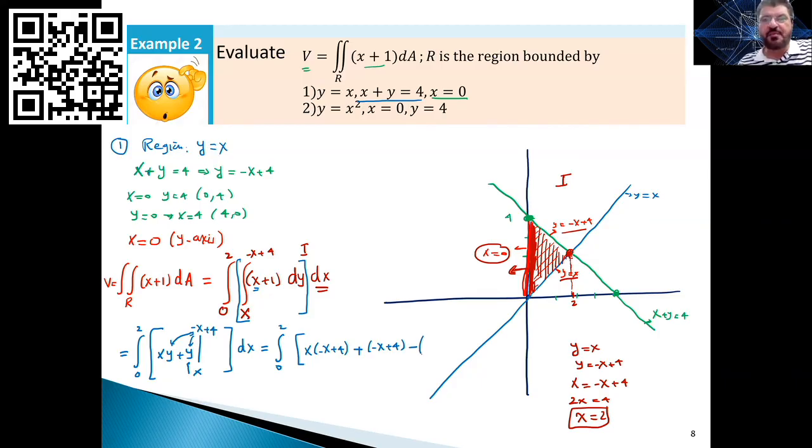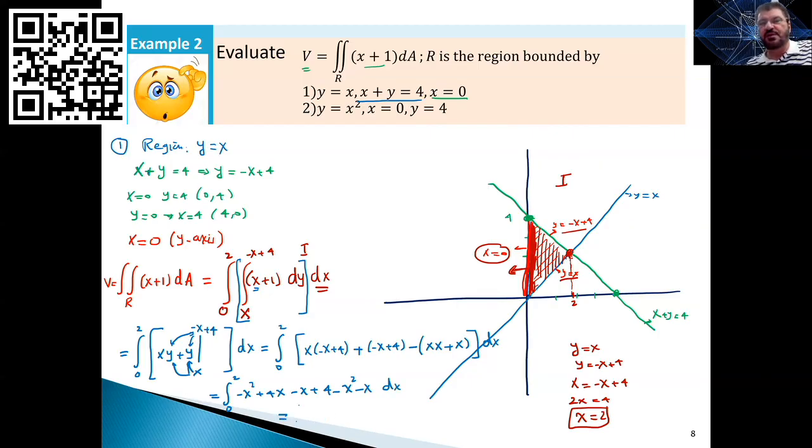Minus now, open bracket. Now we replace x for the y. So we have x times x plus, we plug the x here too. So you get x. We close and we say dx. And this is equal to the integration from 0 to 2. This one is negative x squared plus 4x. Then minus x plus 4. And this one is minus x squared minus x dx.